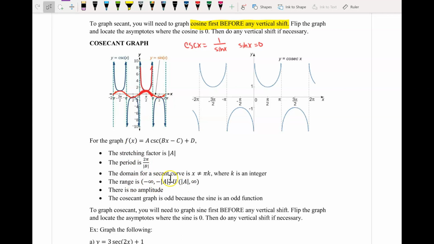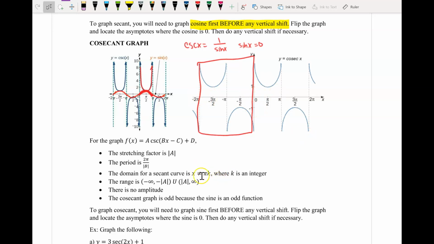The range is the same as the secant curve. There is no amplitude. And because sine was odd, cosecant will be odd. Now, one key thing about this is that this will be considered one period. So if you look at this part from here to here, this is one period. Okay? Because then it starts repeating this pattern afterwards.